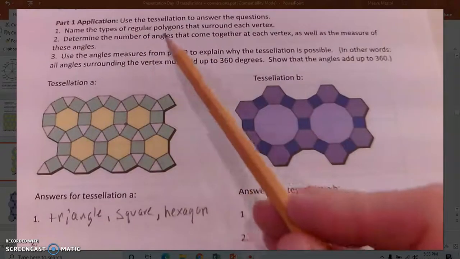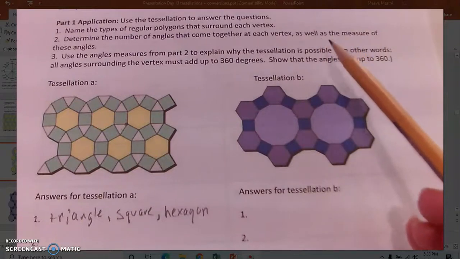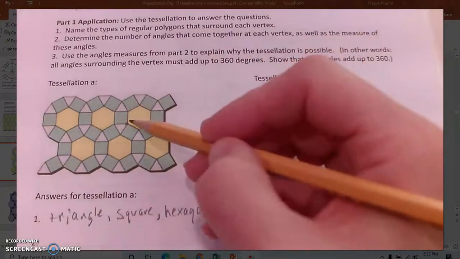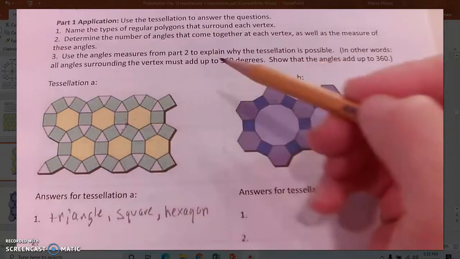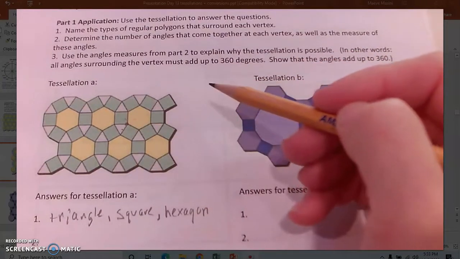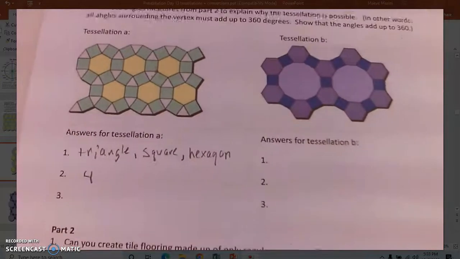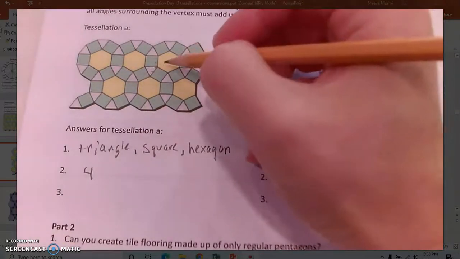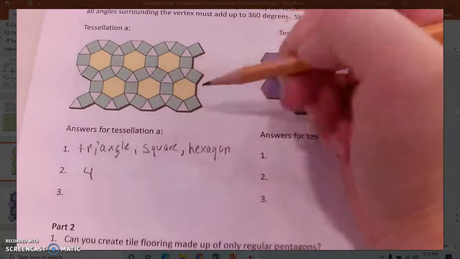Question 2, determine the number of angles that come together at each vertex as well as the measure of these angles. So going back to my vertex, and you could pick any of them, I have 1, 2, 3, 4 angles coming together. So that's the first part, 4 angles. And what I need to do is use my n minus 2 times 180 formula to figure out what the values are in each one of these angles coming together at the vertex.